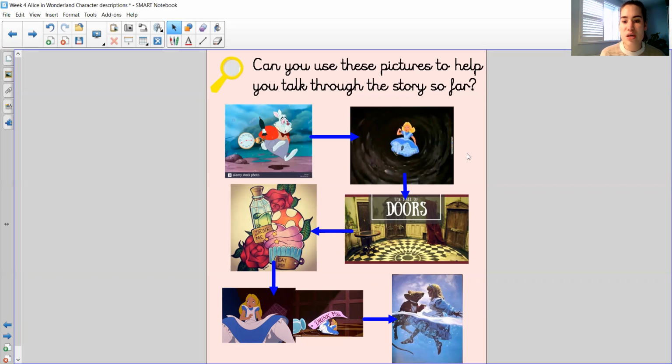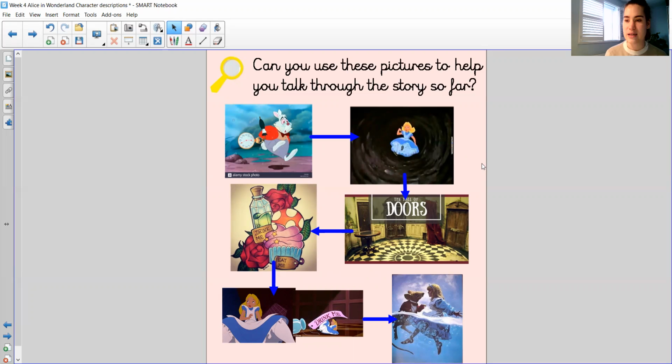You are going to use these pictures to help you describe what's happened in the story so far. So we're summarising, using our yellow magnifier, what has happened in our story so far. Pause the video once you've had a go, come back and we'll have a look together to remind ourselves what has happened.